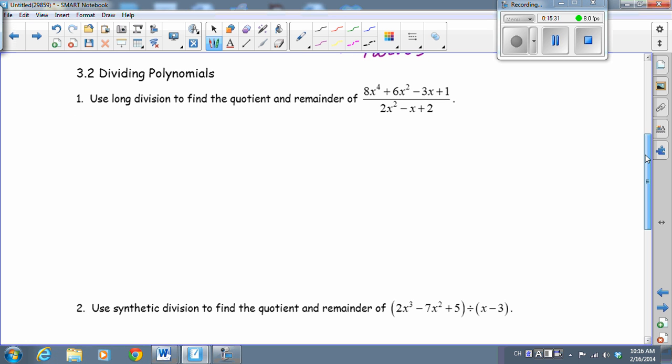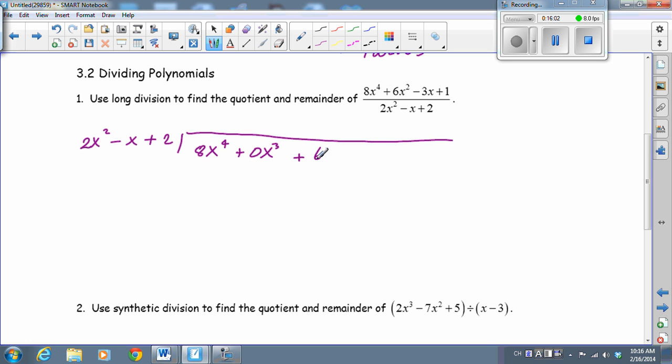Dividing polynomials. There are two ways of dividing a polynomial. There's something called long division and there's synthetic division. Let's start with long division. The long division, you start by writing the 2x squared minus x plus 2, and you will be dividing 8x to the power 4 plus, make sure you include all powers. It starts at 4. I also need 0x to the power 3 if it's not represented, plus 6x squared minus 3x and plus 1.